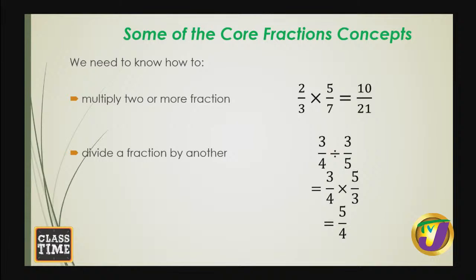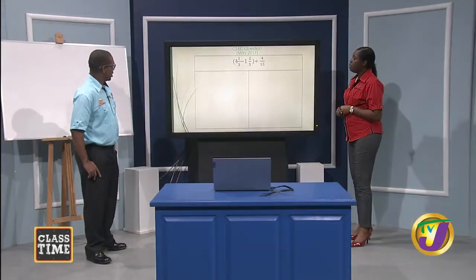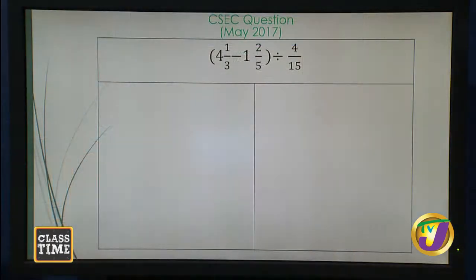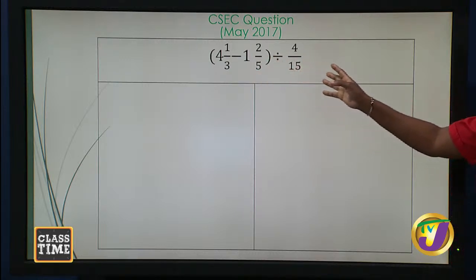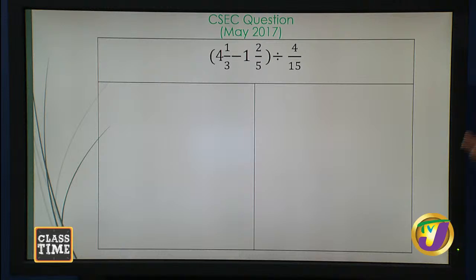Okay. So let's look at one of the more complex CSEC questions. So Nikisha, let us look at this question. We have subtraction of these two mixed numbers and we have division here. And we have parentheses again, so order of operations. Yes. So we're linking back the order of operations that we spoke about earlier and integrating that into the fraction concept. Good. So Nikisha, where would we start first?